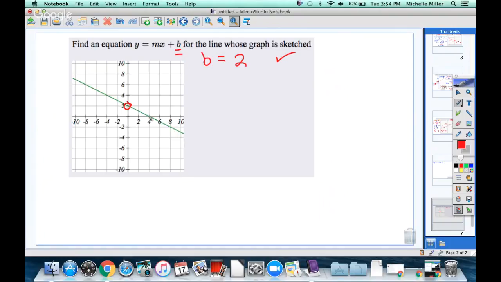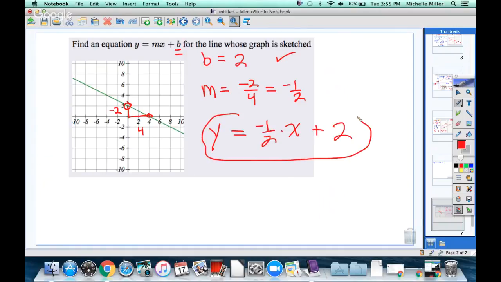To find the slope, I have to identify 2 points and figure out how to get from here to there. So I'm pretty sure I'm dropping 2 and I'm running 4. So the slope, m, is -2 over 4, which can be more simply written as -1/2. So I believe the equation here is y equals -1/2 times x plus 2.